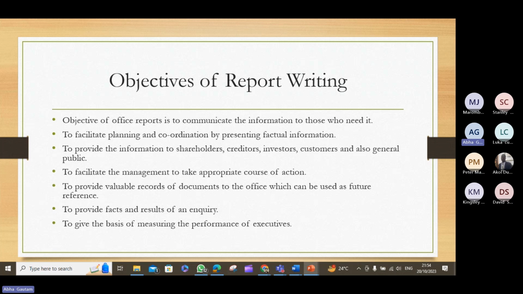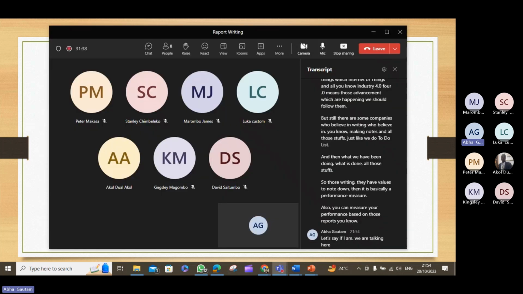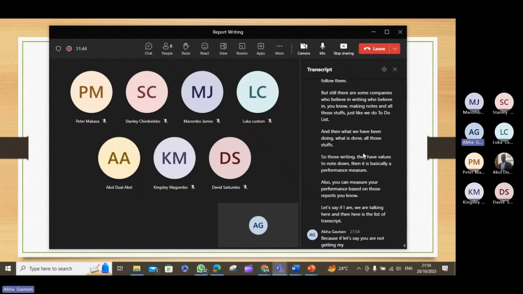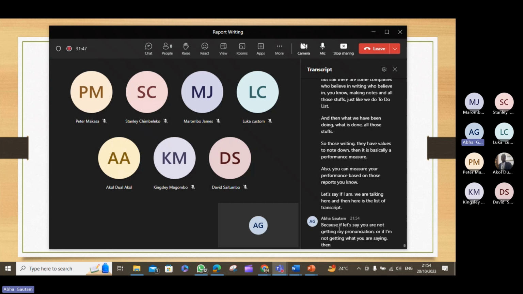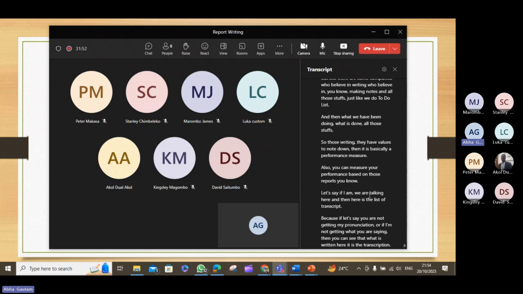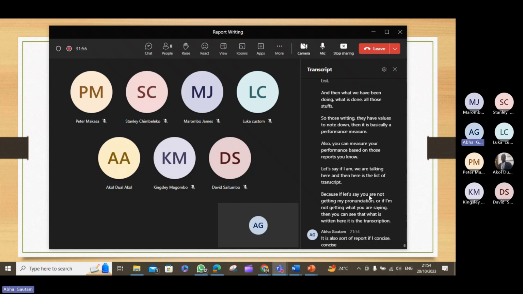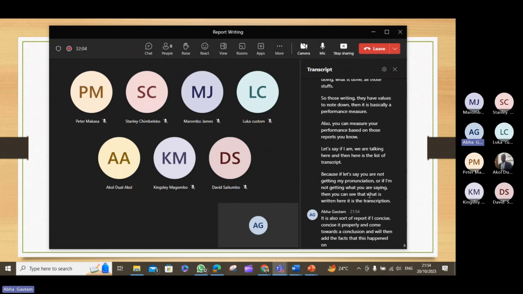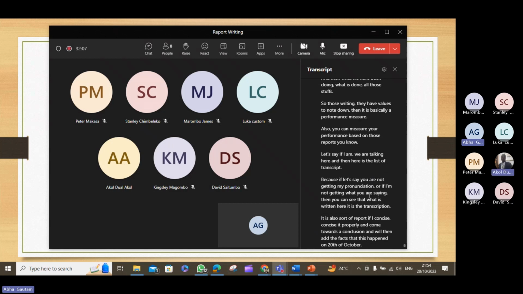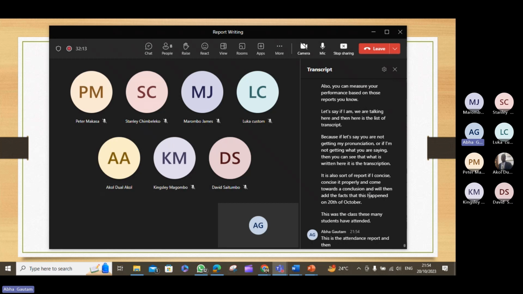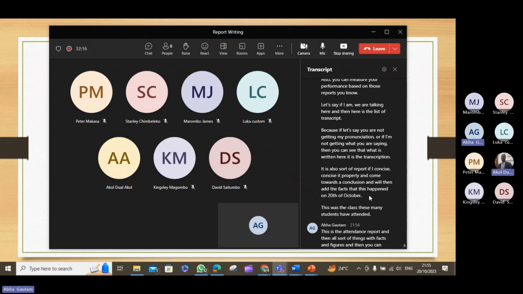Let's say we are talking here, and here is the transcript. If you are not getting my pronunciation, or I am not getting what you are saying, you can see what is written here in the transcription. It is also a sort of report if I concise it properly, come to a conclusion, and add the facts: this happened on 20th of October, this was the class, these many students attended. This is the attendance report, with facts and figures, and then you can submit it to your class coordinator.